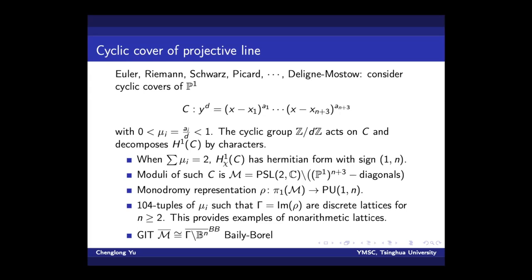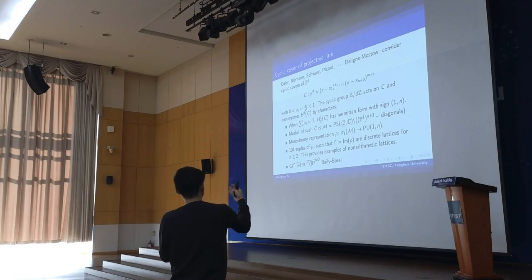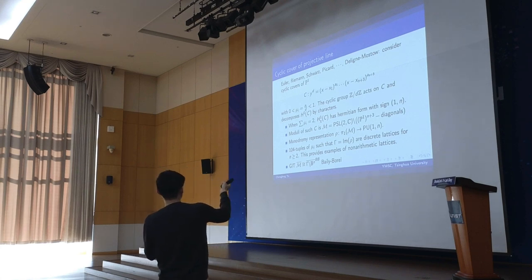They found a condition: when the summation of weights equals 2, then the eigenspace of H^1(C), which has dimension n plus 1, has a Hermitian form induced just by the Poincaré pairing. Under this numerical condition on the weights, you will have a Hermitian form of signature (1,n). That's exactly the case we wanted. The moduli space of such C is just the moduli space of x_1 up to x_{n+3} on P1, that is, the moduli of n plus 3 distinct points on P1.